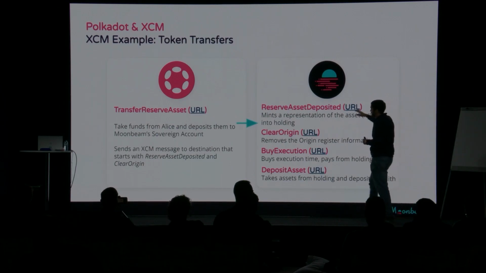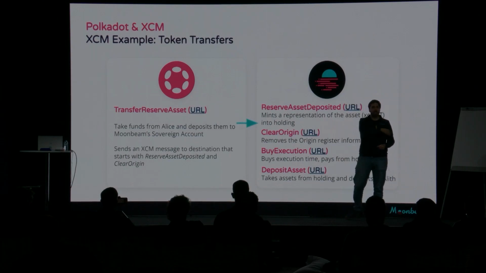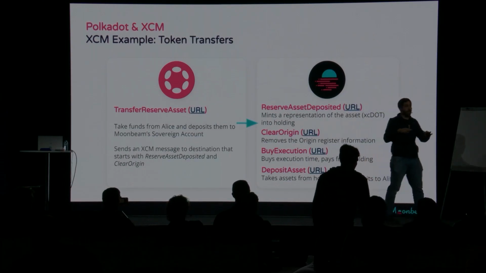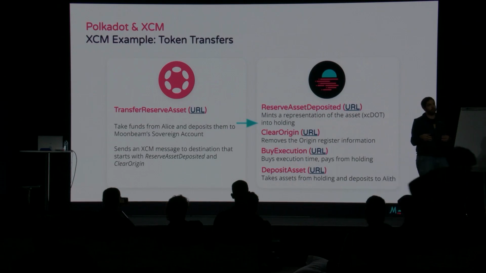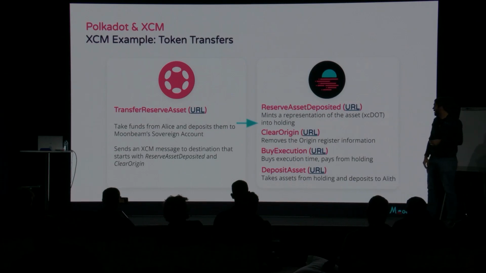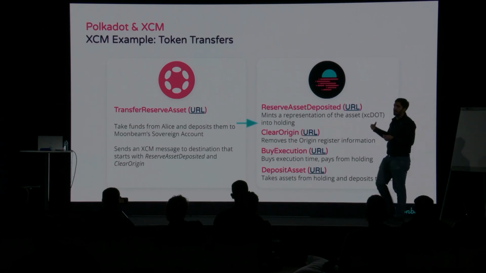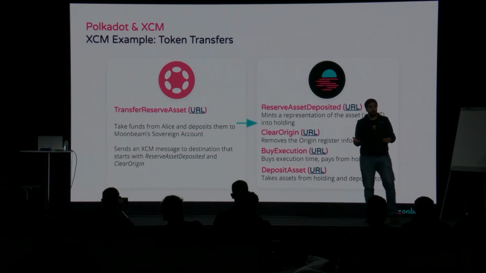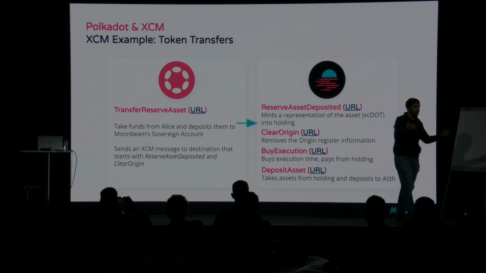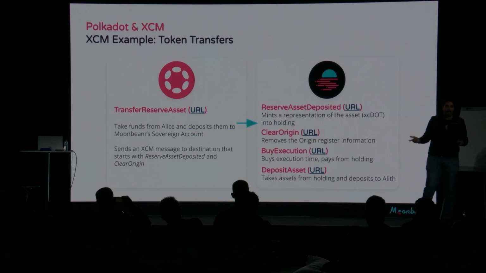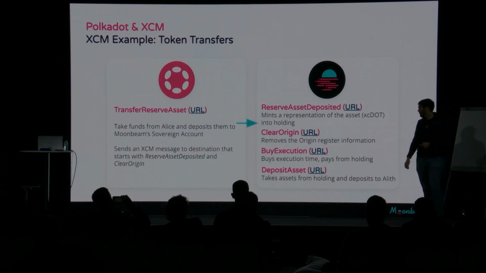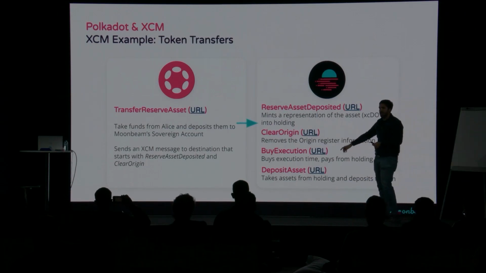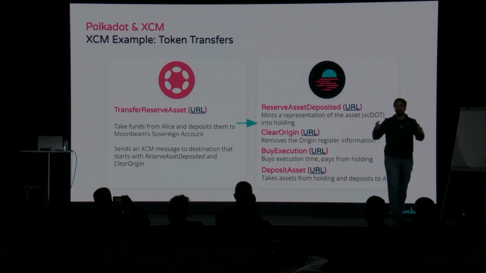But then the next instruction will remove that origin and say, OK, I don't want to do anything else on behalf of the Polkadot sovereign account, so I'm going to remove that information. The next one is going to buy some execution time on the destination blockchain, in this case, Moonbeam. I need to buy some block space so I can actually execute whatever I want to execute. And the last instruction is we're actually going to take the money on the table and then put it into Aleph's account, right?